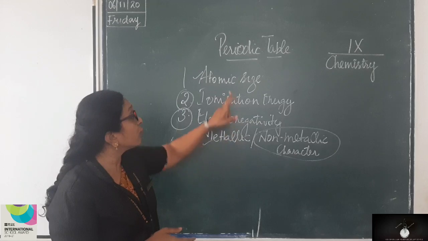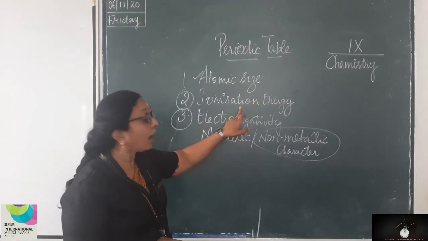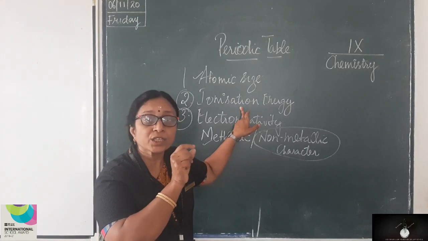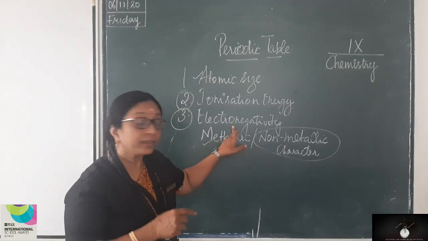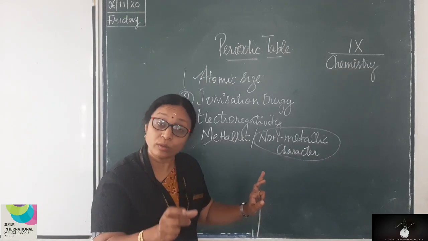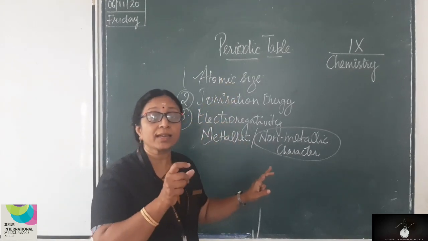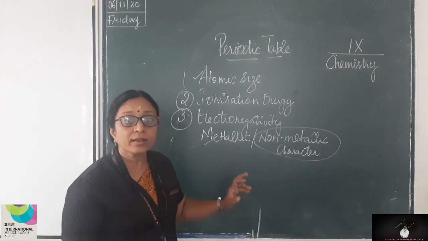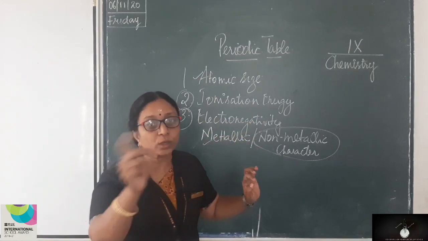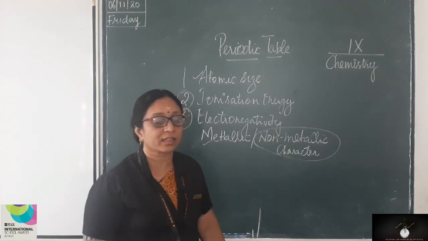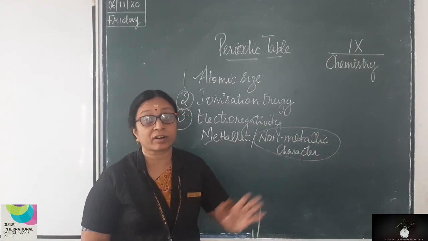Okay, so what happens as we move down the group? Atomic size increases because the number of shells is getting added. Ionization energy decreases because the attraction from the nucleus towards the valence electron is decreasing. Electronegativity, like ionization energy, also decreases as we move down the group. Metallic character is similar to atomic size. The metallic character increases as we move down the group because the size of the atom is increasing, ionization energy is less, electronegativity is less, so it is easy for the atom to give up the electron. How about non-metallic character? Non-metallic character decreases.